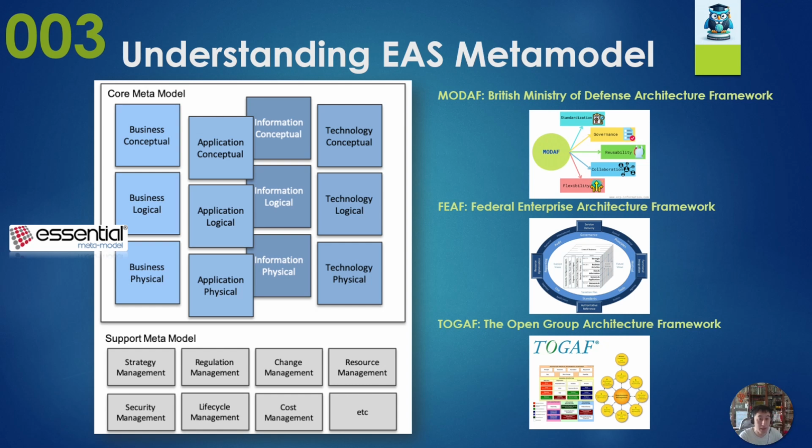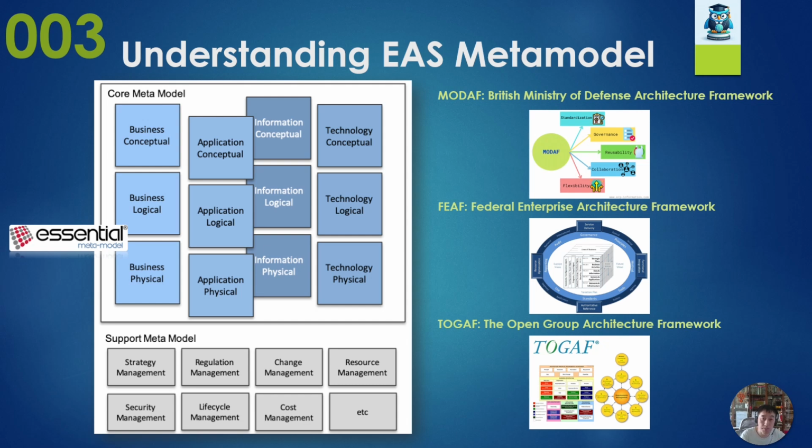So business, application, information, technology are the 4 column pillars within the EAS MetaModel, and in the horizontal they are separated by conceptual, then logical and physical. So you may get, for example, the application conceptual and the business physical. That is our grid, or this matrix, which we put into our real ontology modeling. You will see how this is well structured.